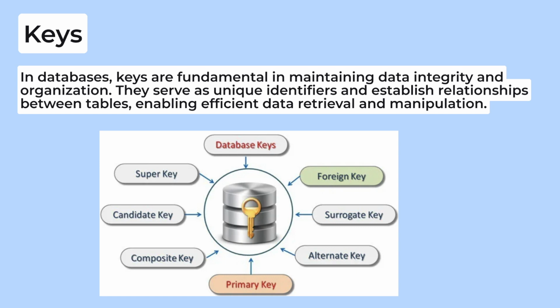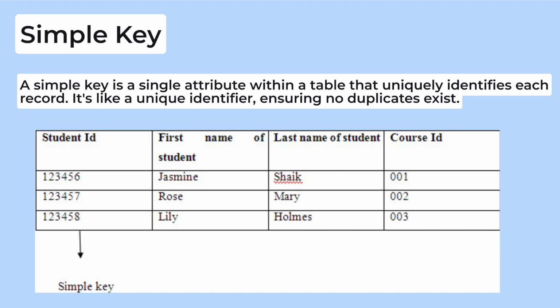Now, let's talk about keys. Keys are crucial for maintaining the integrity and relationships within a database. A simple key is a single attribute within a table that uniquely identifies each record. It's like a unique identifier, ensuring no duplicates exist.